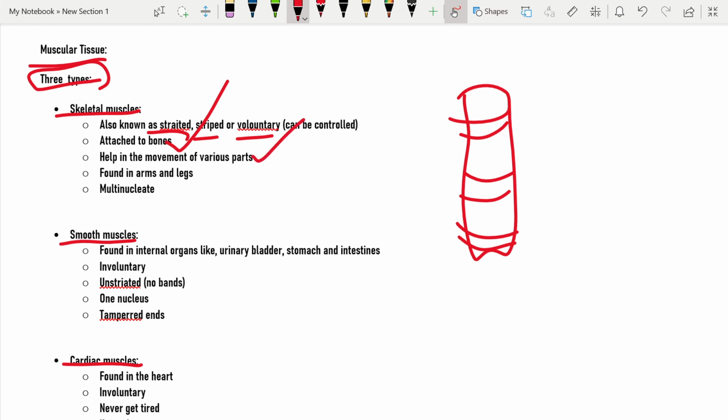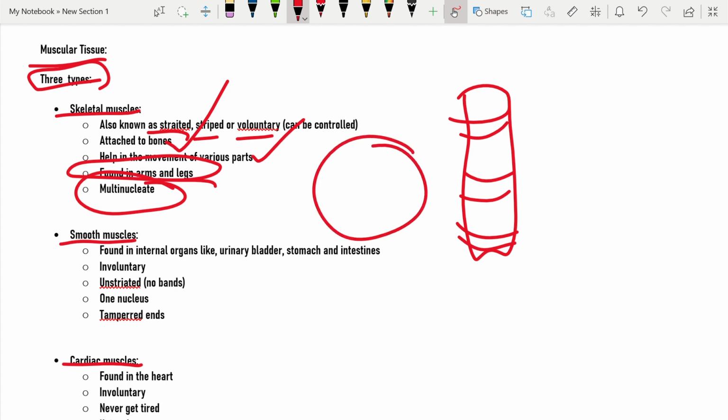You can control the muscles. You can't really control the bones. The muscles are the things that are moving, and your bones are just moving along with them. If that makes any sense. They are found in arms and legs, as I told you before, and they're multinucleate. What does that mean? A cell might contain lots of nuclei. It doesn't have to necessarily have one.